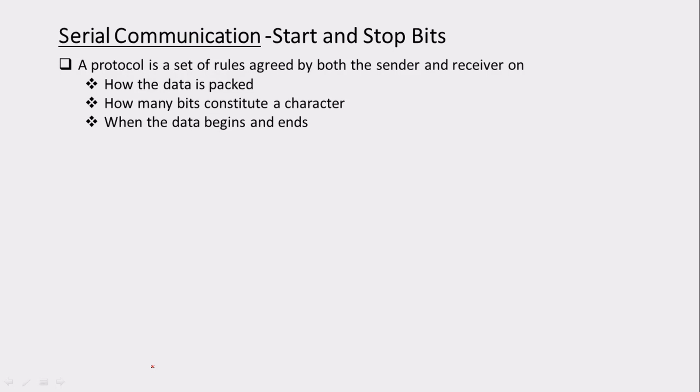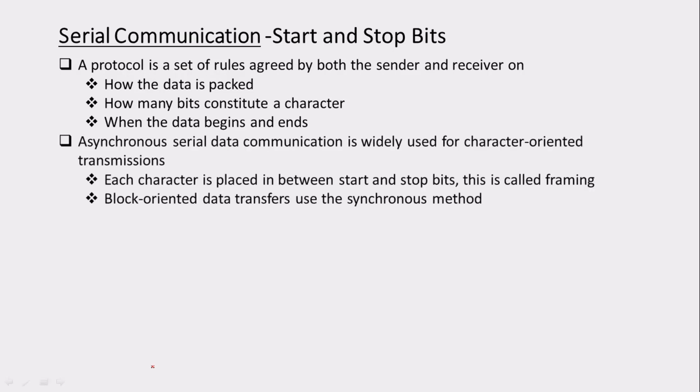As we said, we have a sender and receiver, both running at different clocks, so I cannot synchronize these clocks. So how can we perform the data transfer so that there is no data mismatch? The data should be packed, and we should consider how many bits constitute a character, and when the data begins and when the data ends. These are the things we need to consider when looking into a protocol.